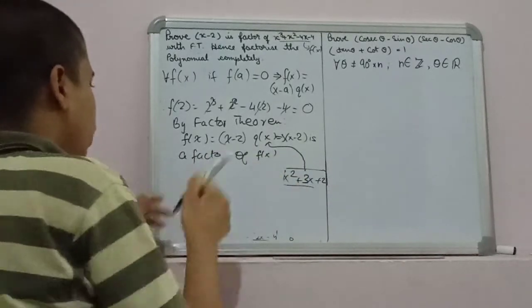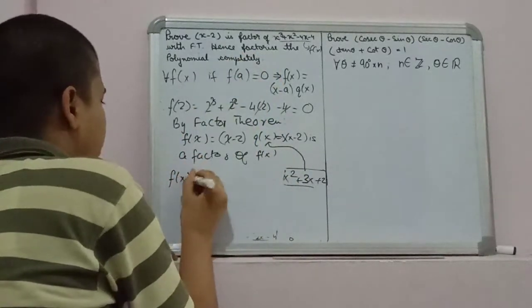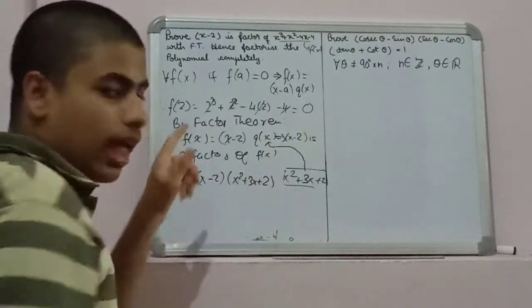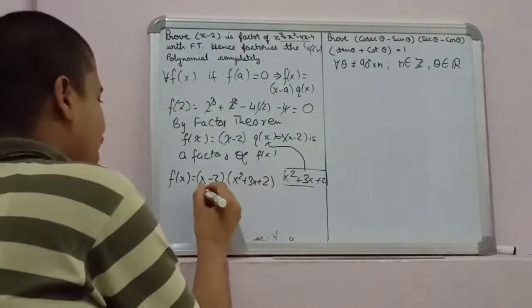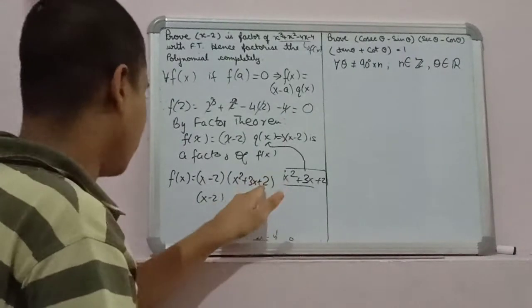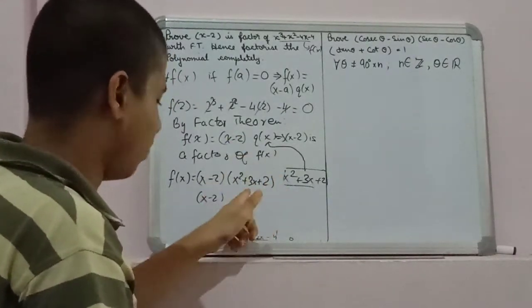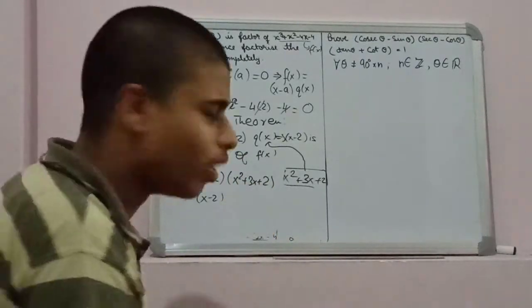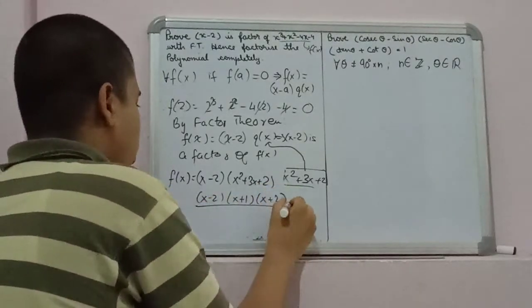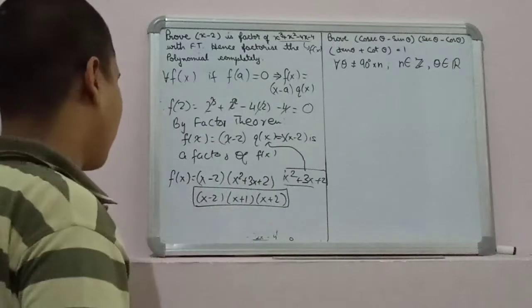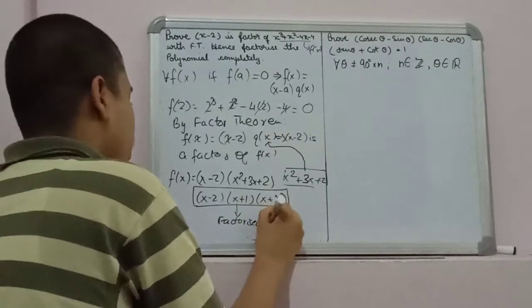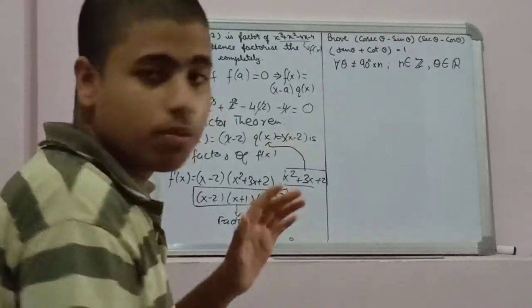So now I know that my polynomial f of x can be written as x minus 2 times x squared plus 3x plus 2. And that means we can factorize it now. We need two numbers whose product is 2 and the sum is 3. 1 and 2 seem to work. X plus 1 and x plus 2, those are our factors. So this is our factorized f of x. Okay, let's move on to the next question.